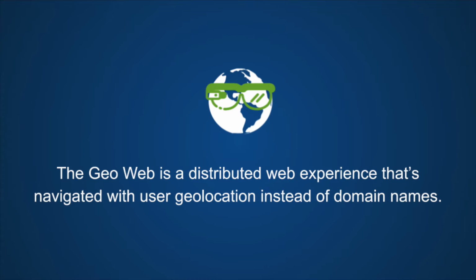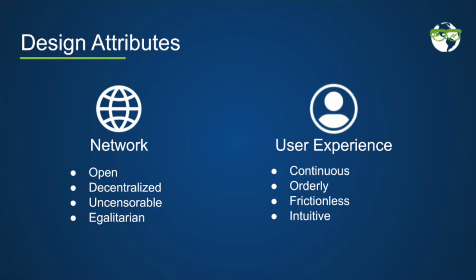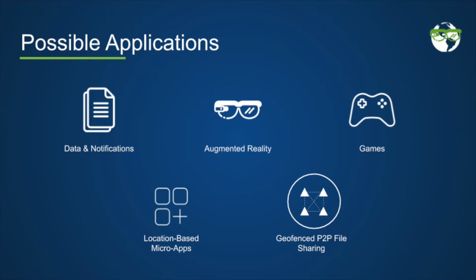The Geo Web is a new type of web experience that's navigated by geolocation. On the Geo Web, as you move through the world with a smart device, content is discovered and served based off your physical location. It can function like a metaverse covering Earth's surface. Potential use cases span from simple notifications and data feeds to augmented reality.